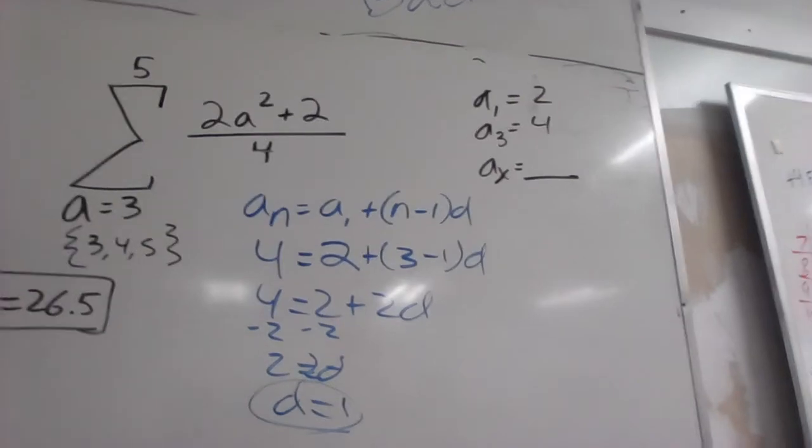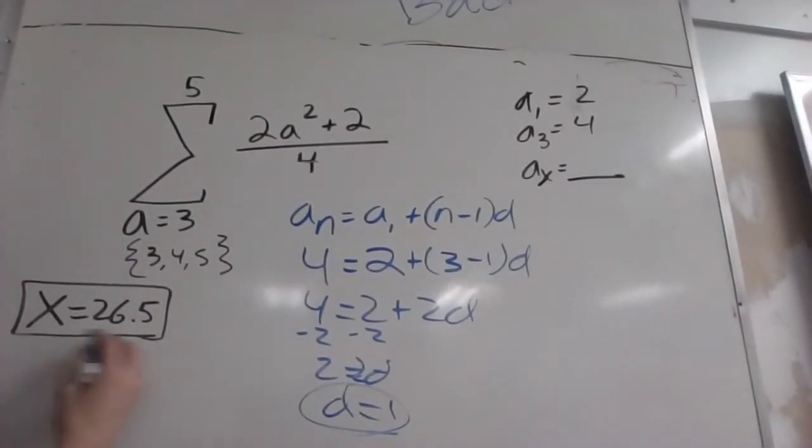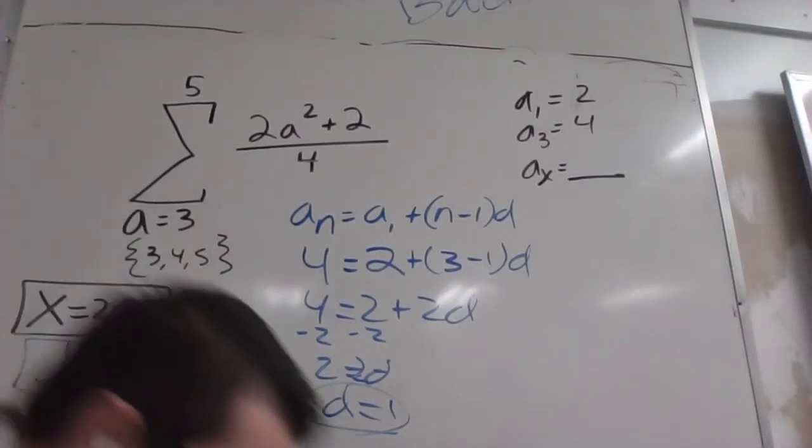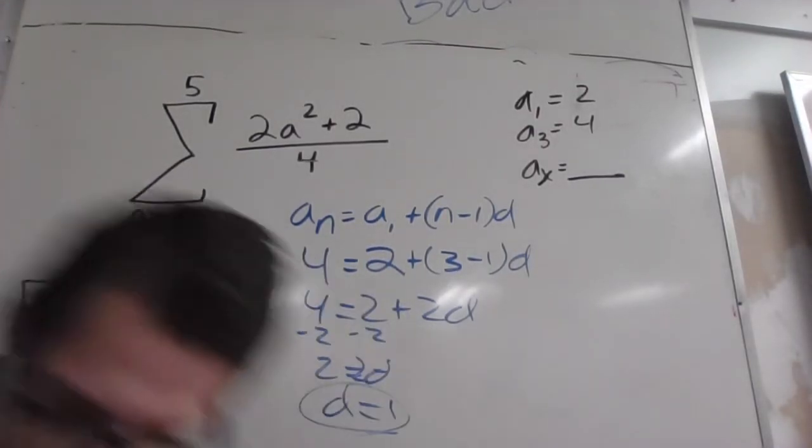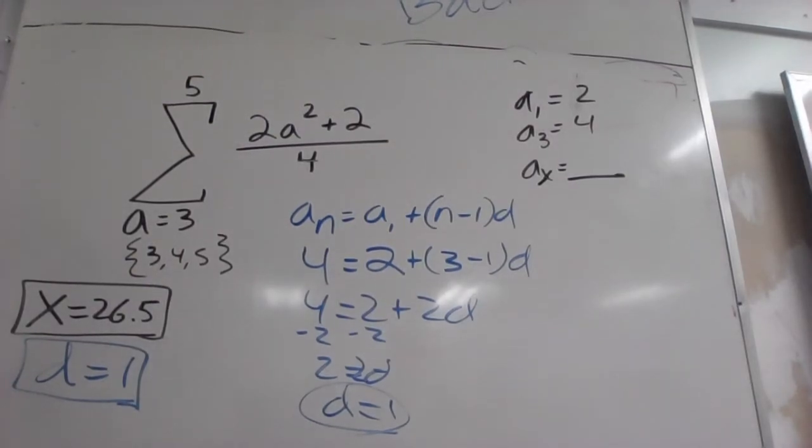So now I have x equals 26.5, and I know that d equals 1. So I can use these pieces to finish out the problem with the last step.